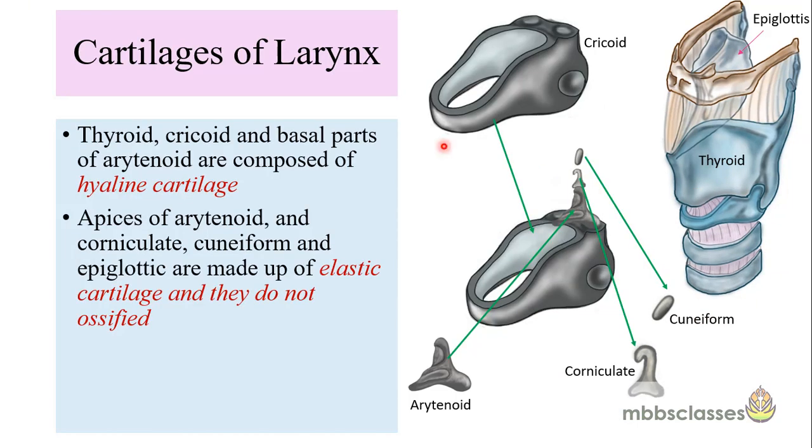If we look at the types of cartilage, we will notice that the thyroid, cricoid, and the basal part of the arytenoid, this is the basal part of the arytenoid, are composed of hyaline cartilage. And the apex of the arytenoid, this is the apex of the arytenoid, and corniculate and cuneiform cartilage, along with epiglottis, are made of elastic cartilage, and they do not ossify.